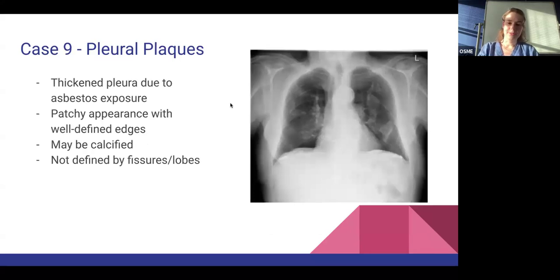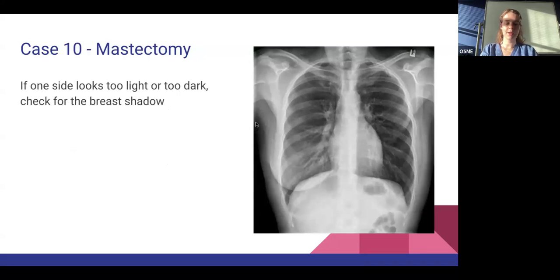Pleural plaques, a bit more rare, but I have seen it come up. Thickened pleura due to asbestos exposure. You get these patchy or map-like appearances with really well-defined edges, and you can just see that the edges of the lungs look really white, really thick. The lungs also look quite small here. They might be calcified, and they're not confined to fissures or lobes. It's the whole lung.